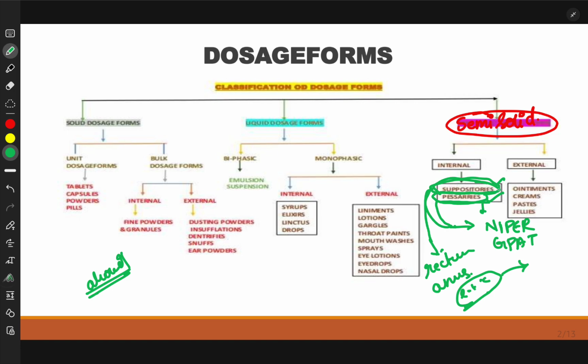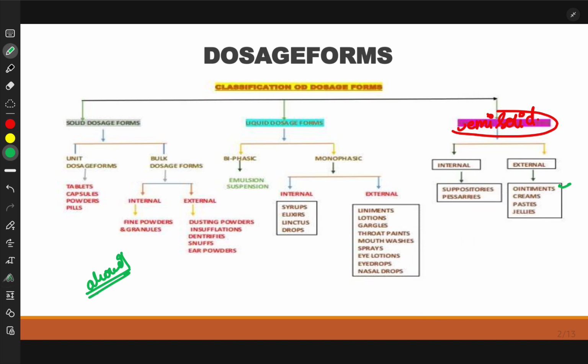So up to now, a suppository is a semi-solid dosage form which dissolves at our body temperature. At room temperature it is solid. When it is inserted into a body cavity, it dissolves at our body temperature, and the drug is absorbed into the body. Ointments, creams, jellies, pastes, etc. are all semi-solid preparations. They are somewhat more viscous in nature.